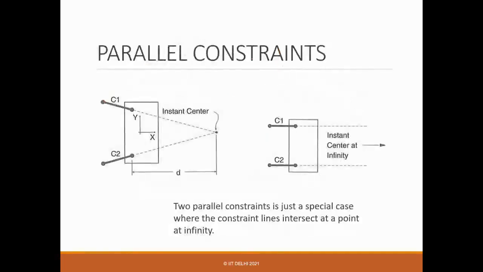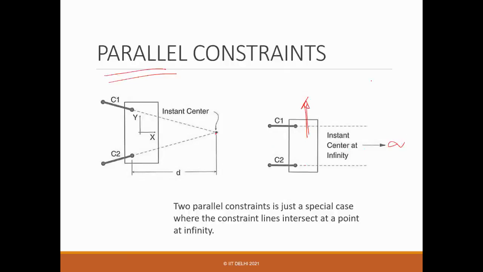So what happens if they are parallel constraints, right? We are talking about two constraints and intersecting. If they are intersecting, the center is here. If they are parallel, what happens? It goes to infinity, right? And rotation at infinity means if your axis of rotation is somewhere there, it is equivalent to seeing translation along this direction.